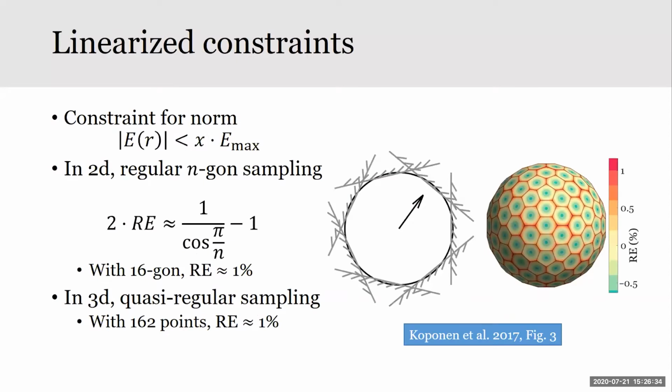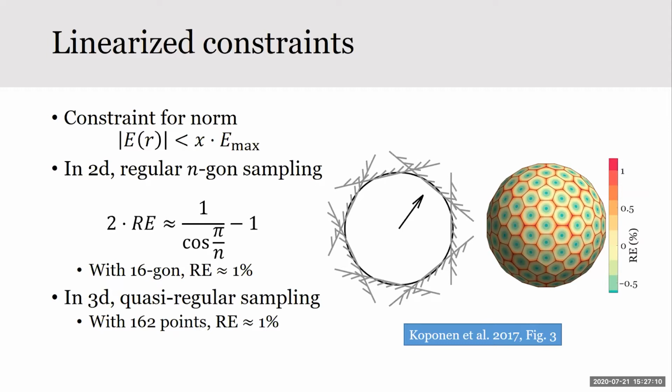So if you start with how the constraints would be handled in Victor's presentation for the E field, we actually want to constrain the electric field norm outside the focal region. And in 2D, in the case of spherical symmetry, because we don't have the radial E field at all, to make that convex constraint into a linear convex constraint, we just have to use a regular n-gon sampling. If you put 16 constraints, you get 1% error for that. So for each field point you want to constrain, you need 16 constraints.